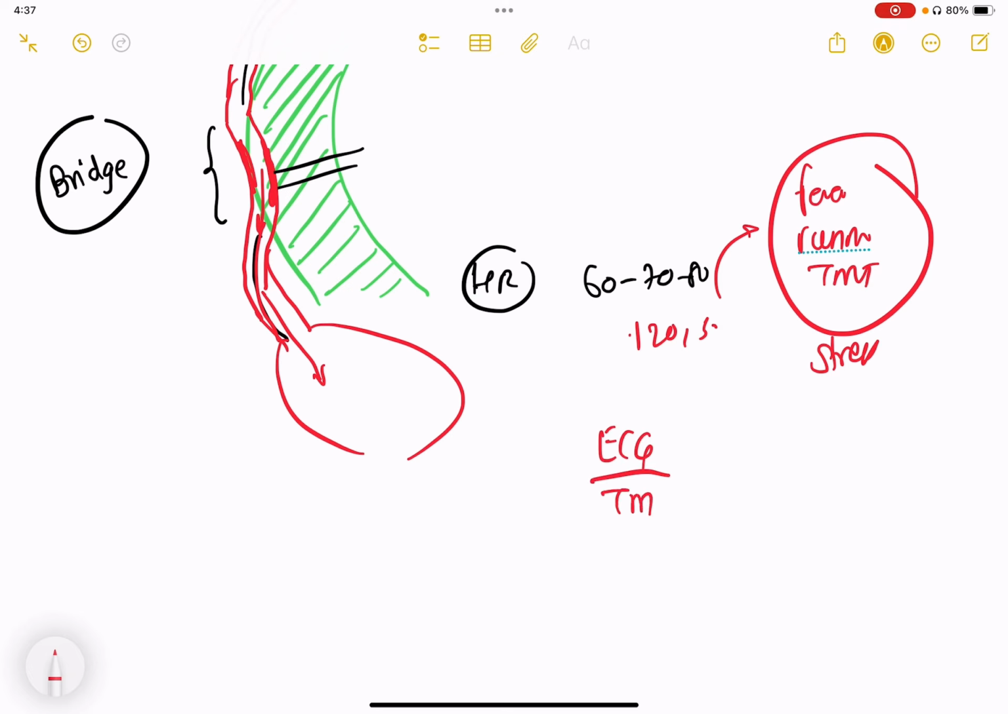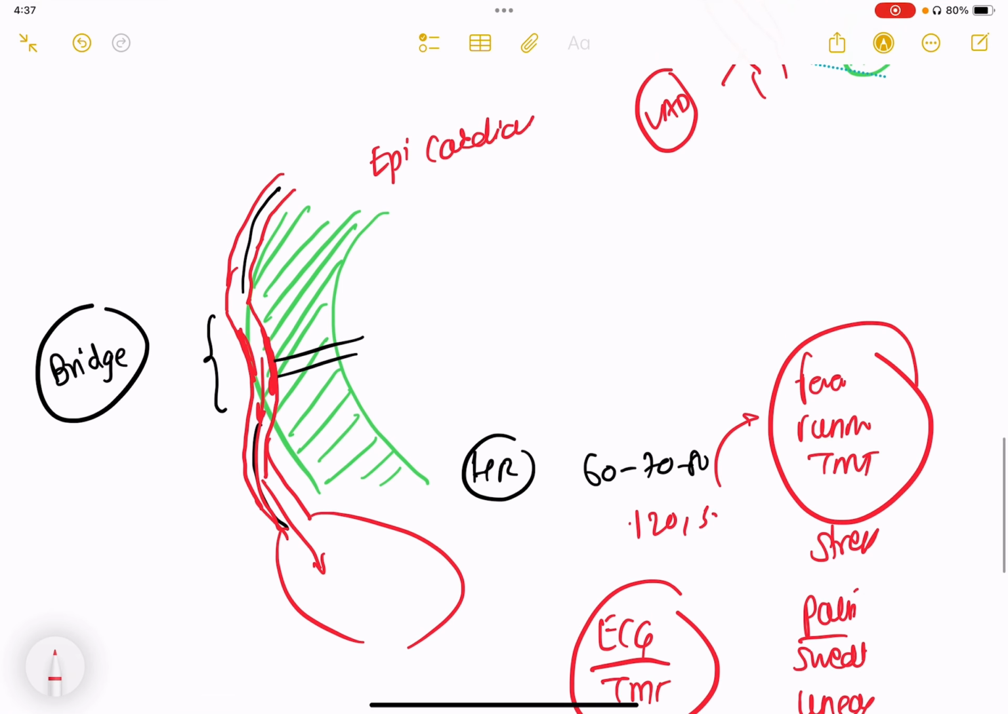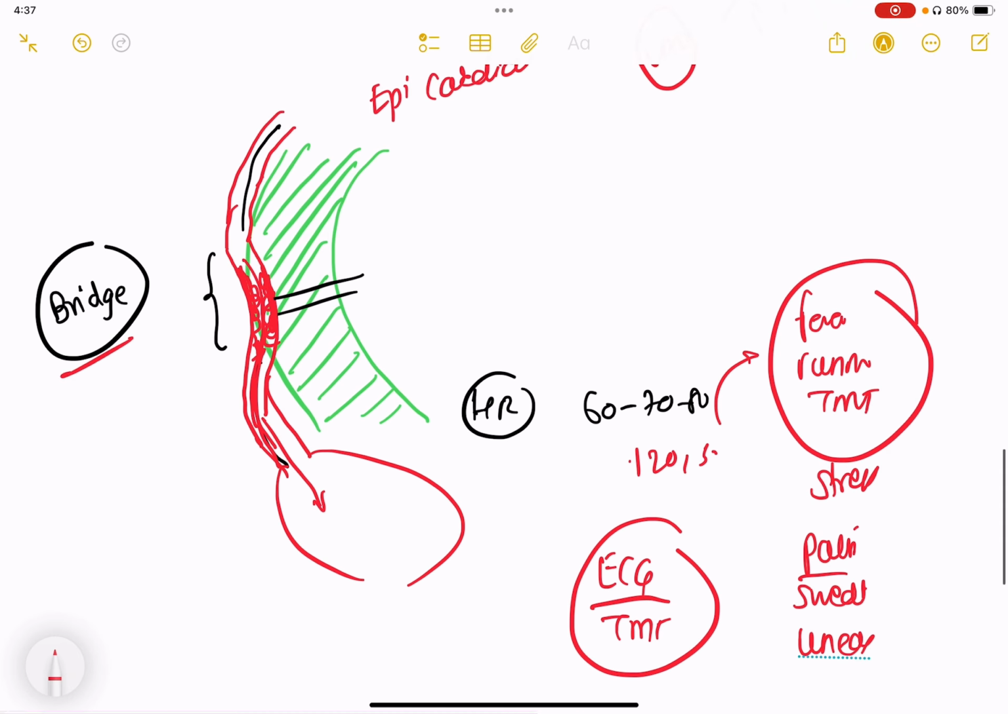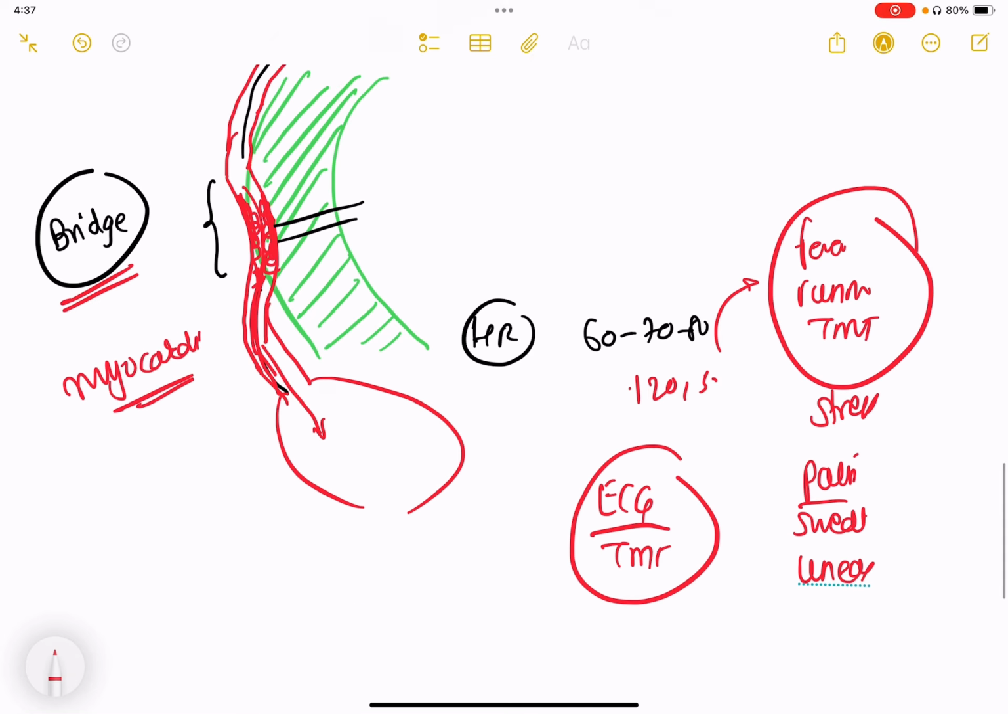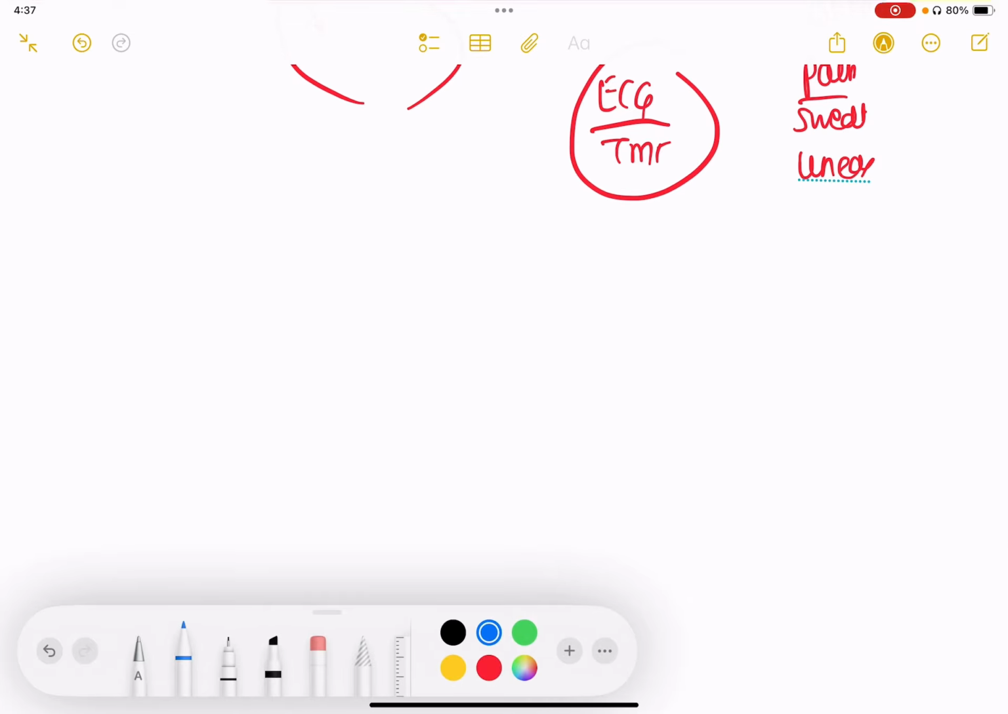may appear, TMT changes may appear, the patient may develop pain, sweating, or uneasiness, which is purely because of poor blood flow during that period, because the muscle is directly compressing this artery and reducing the lumen, so the blood flow is lesser. This is the reason it is called a myocardial bridge, because it is a bridge in the myocardium.